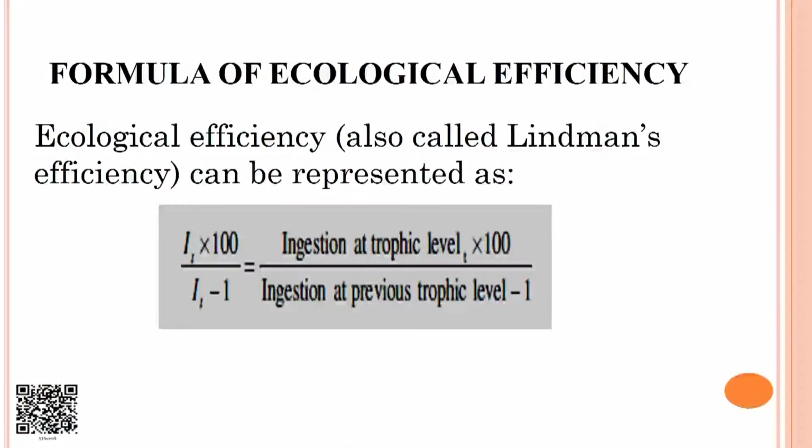So, the formula of ecological efficiency can be represented as ingestion at a trophic level n into 100 upon ingestion at the previous trophic level, n minus 1, and this is also called Lindeman's efficiency.